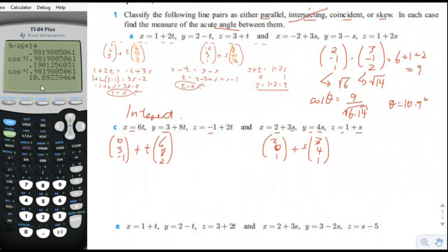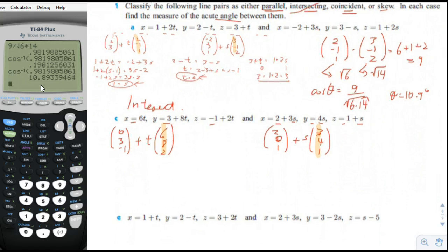Okay, and do you see how these two direction vectors are multiples of each other? So that means that they are either parallel or coincident. Now let's see if they're the same line. If they're the same line, then we can find the same point between the two. Or we could see, is this point on this line?